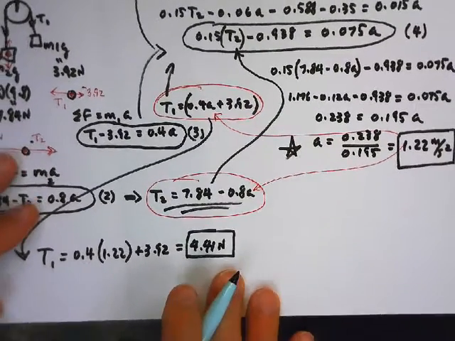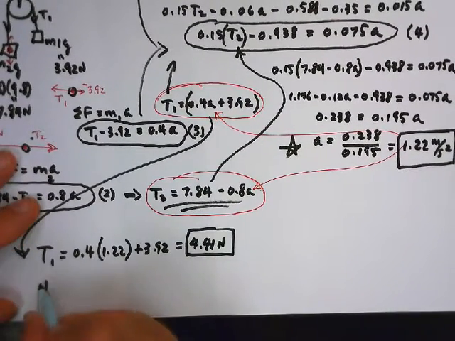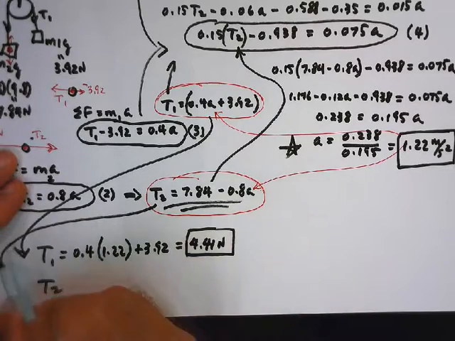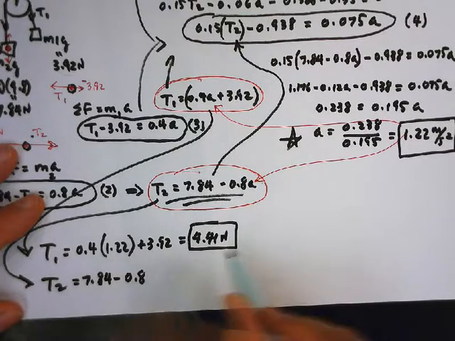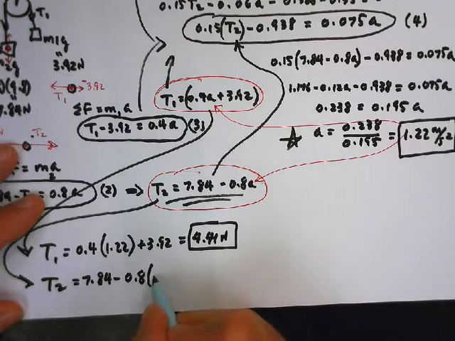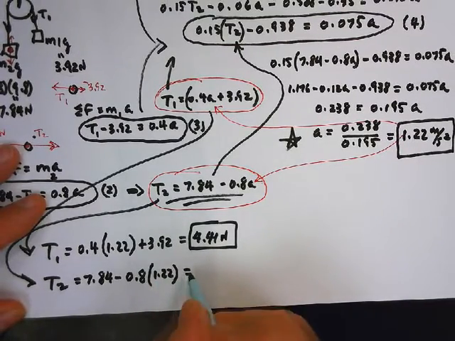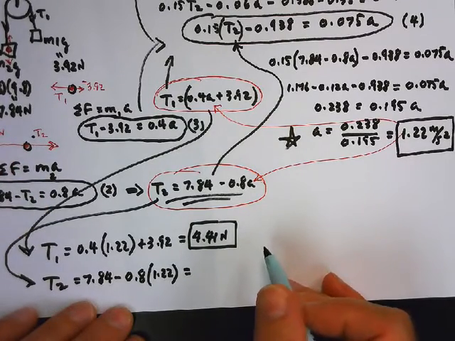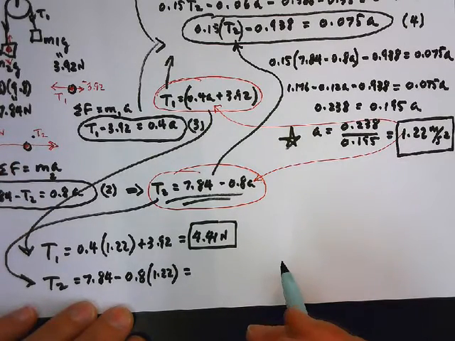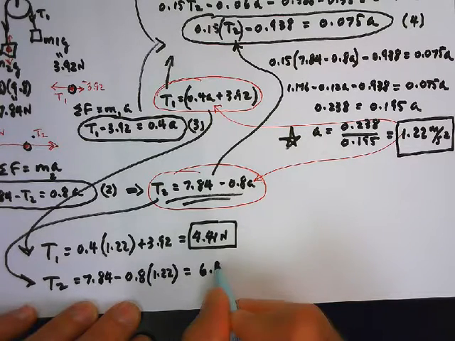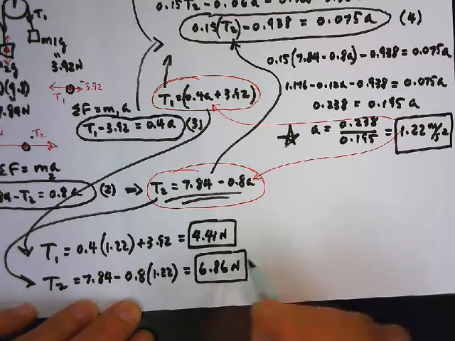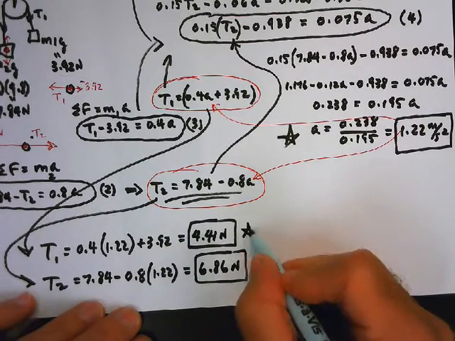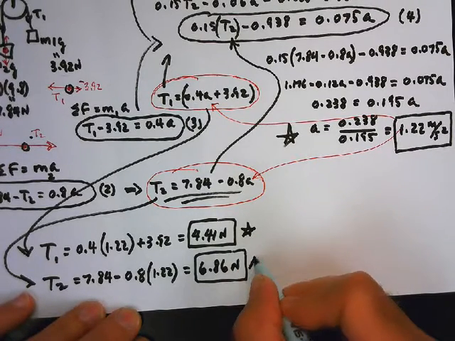Now we can repeat the process for T2 using it right here. Using that relationship, T2 is equal to 7.84 minus 0.8 times A. And remember, A is 1.22 meters per second squared. When you do the math, you get 6.86 newtons. Okay, so now we have what T1 is and what T2 is.